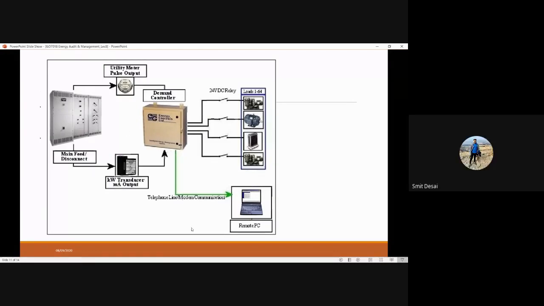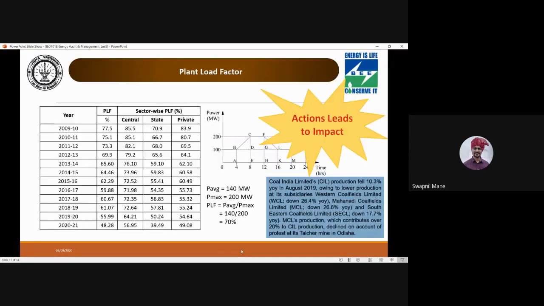Sir, please repeat PLF once again. Okay, so plant load factor is the average power generated by that power plant divided by the maximum power it can generate. For example, 140 megawatt of energy is generated by the power plant, and maximum it can go up to 200 megawatt. So plant load factor will be 140 divided by 200, that is 70%. Clear?